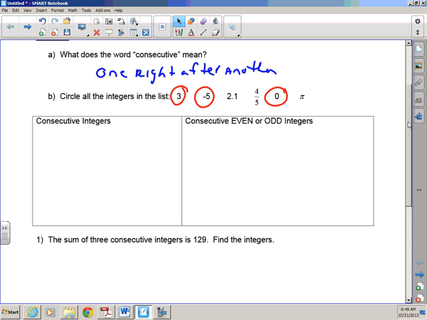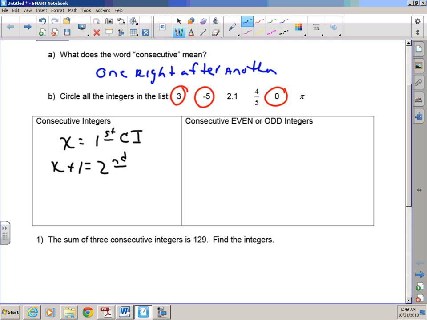And the key to this problem is to set up or identify your variable properly. So if x is the first consecutive integer, that's what CI stands for, then the next integer would be x plus 1 as the second, and x plus 2 would be the third, and I could keep going forever. All right? Now, consecutive even or odd.